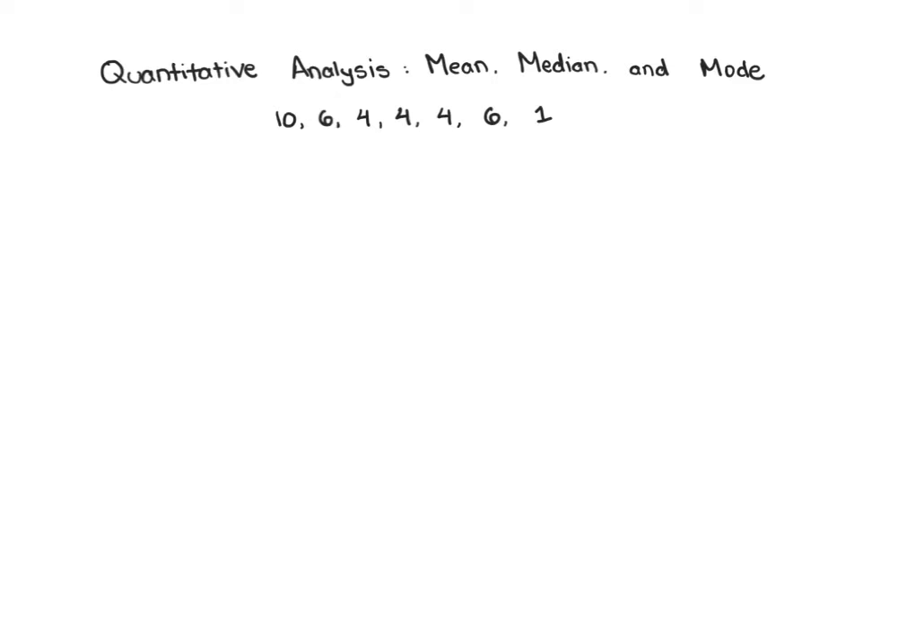The mean is commonly referred to as the average, and we calculate it by adding up all of our numbers and dividing by how many numbers we have. So let's start by calculating the mean of this number set.